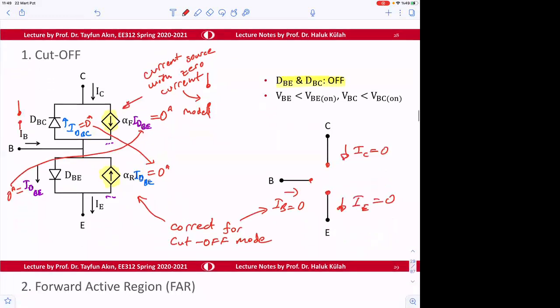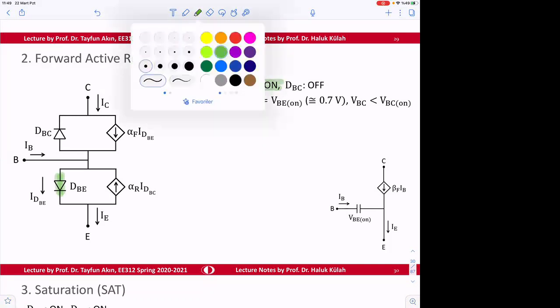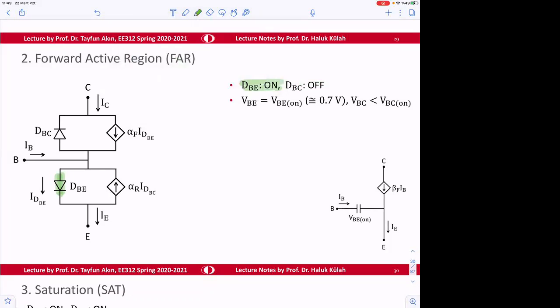Okay. So we'll look at the model in the forward active region. We know that for the forward active region, the base-emitter diode is going to be on. This is going to be on. But the base-collector diode is going to be off. Sorry, this is going to be off.